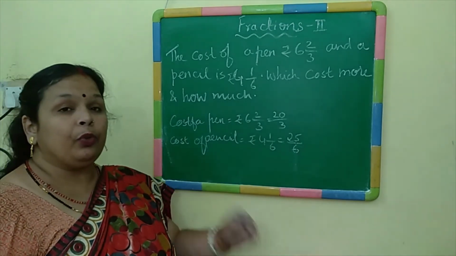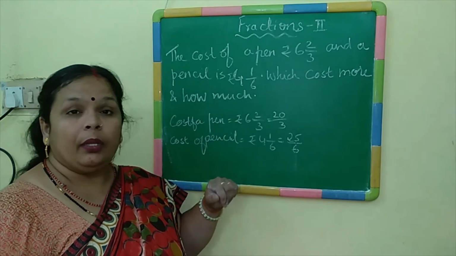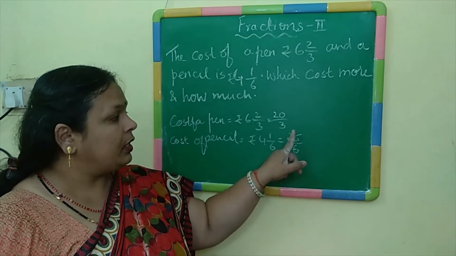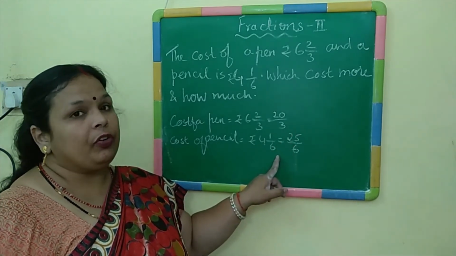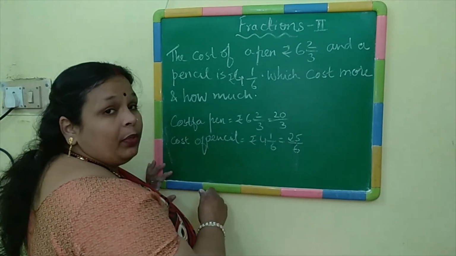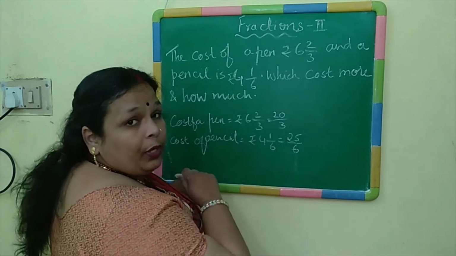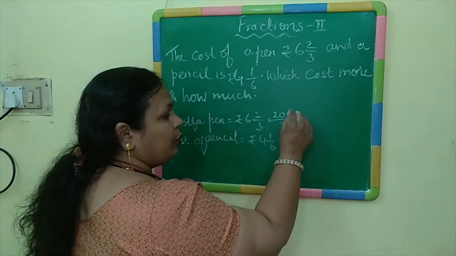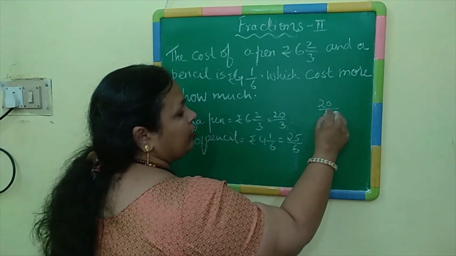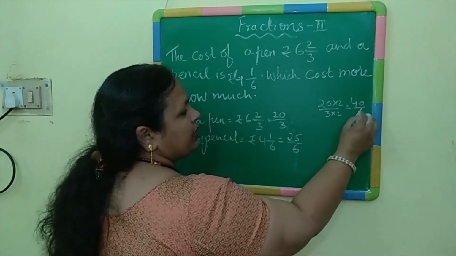I already explained you two methods to compare. Now one is by making the denominator same and the other one is by finding the product of 20 and 6 and 25 and 3. So whichever you find easy, you can do it. Now let's take the example method used to make the denominator same. Now if you find the equivalent of this, you need to multiply this by 2. Clear? So that is 20 by 3 into 2 into 2 will come as 40 by 6.